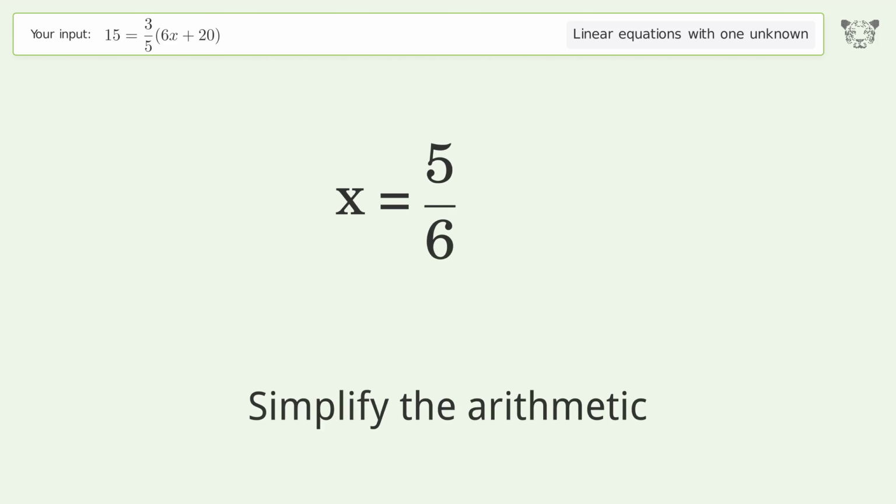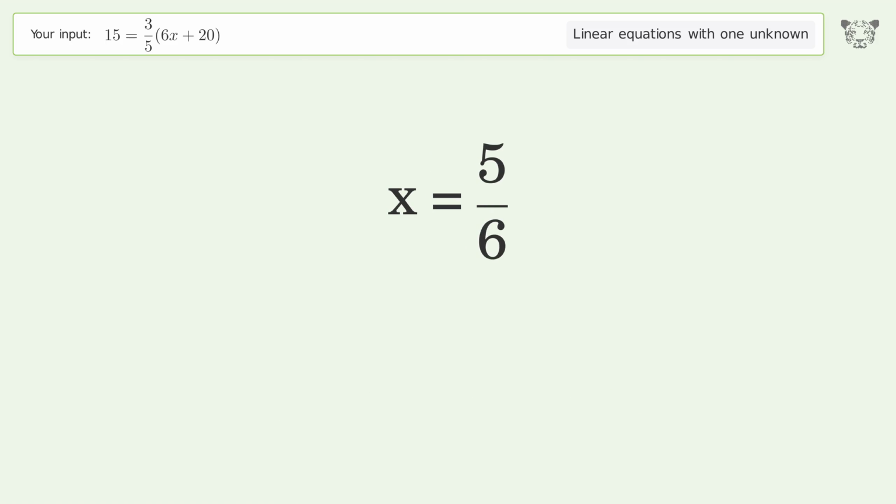And so the final result is x equals 5/6.